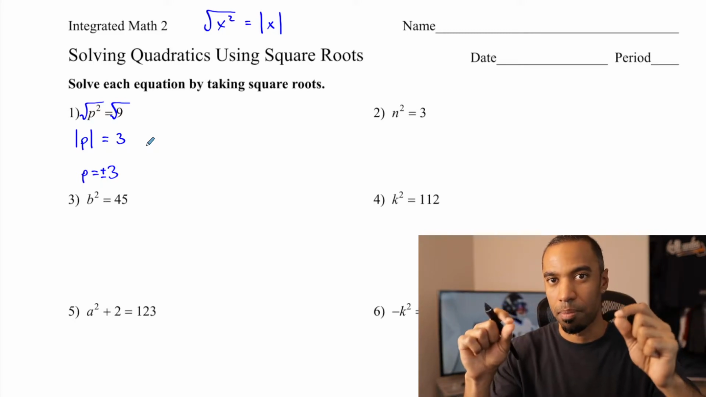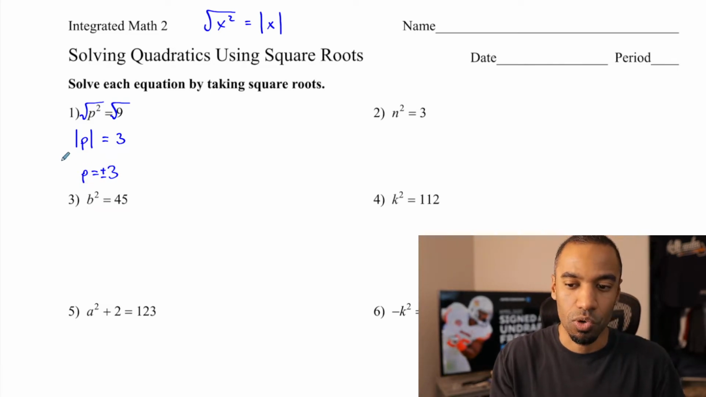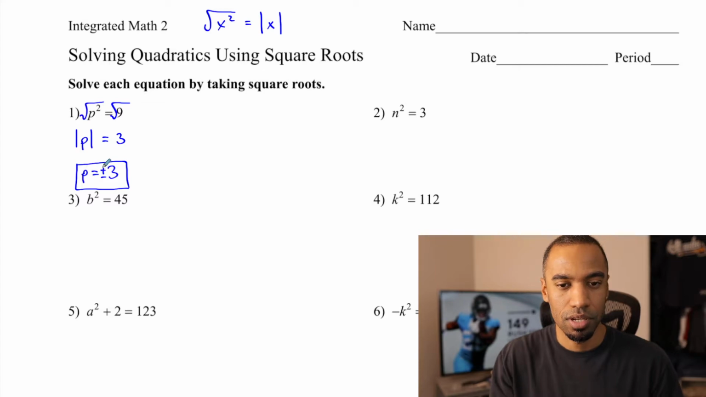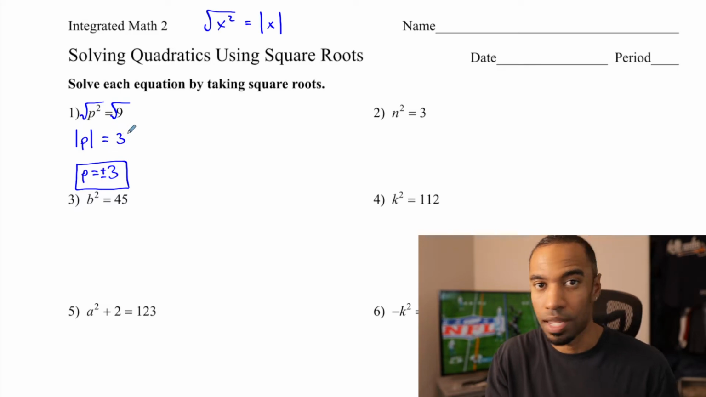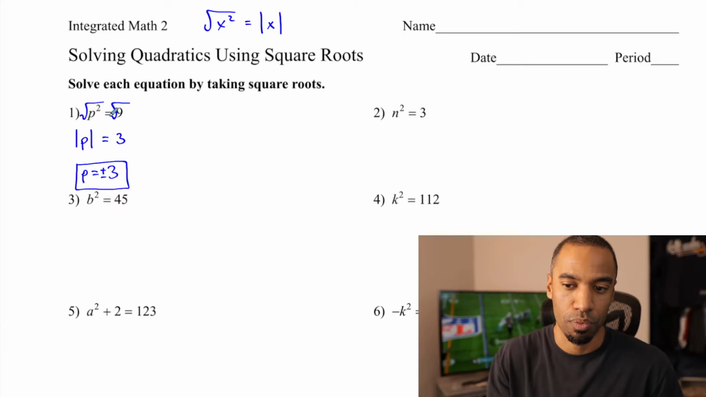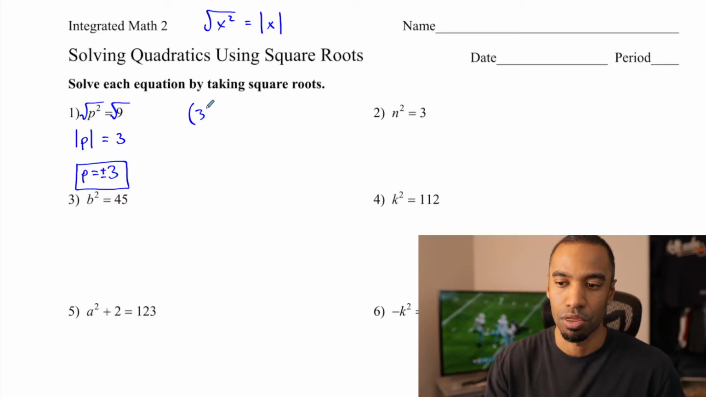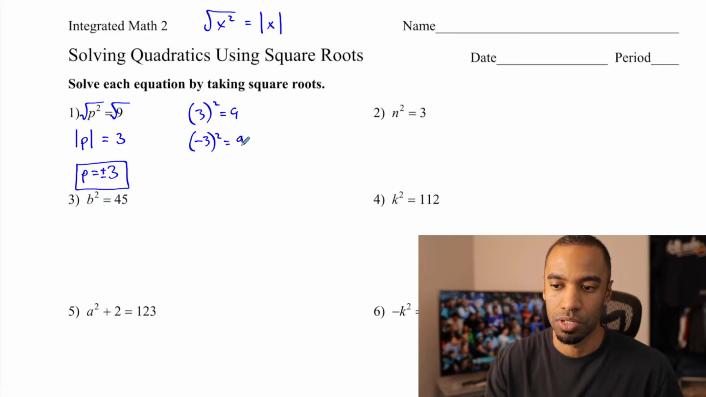I'll still split them up if I have to do further computation in problems, but for now you're going to see a lot of plus or minuses here. So p is plus or minus 3, positive or negative 3. Take the square root of both sides, and remember there were two solutions, not just 3. I just showed you in factoring there were two solutions. Consider the fact I can square a 3 to get 9, or square a negative 3 and also get 9. See, 3 squared equals 9, and negative 3 squared also equals 9.